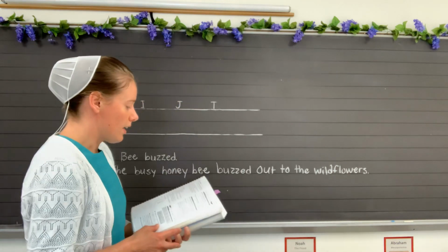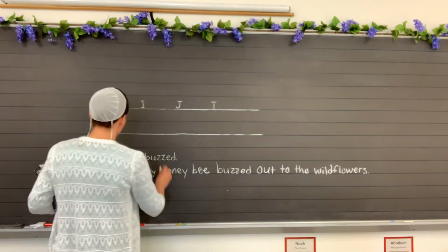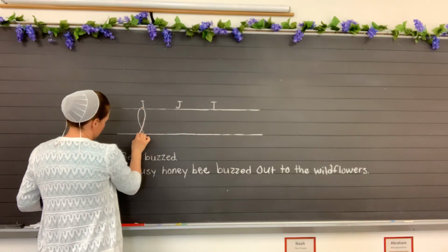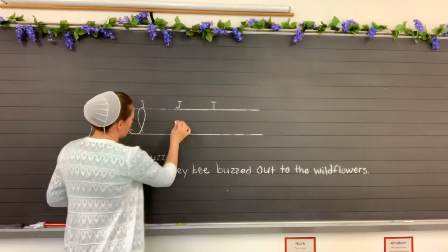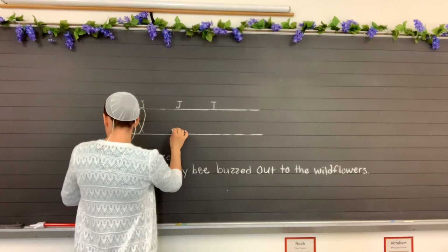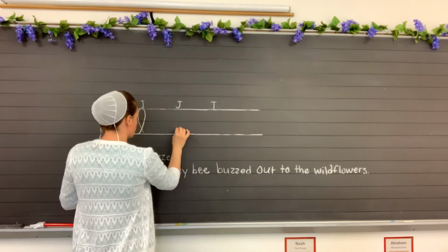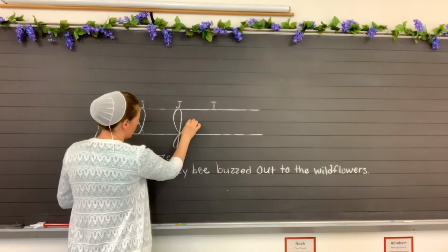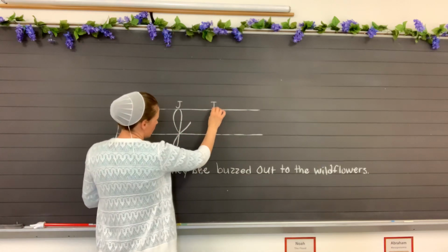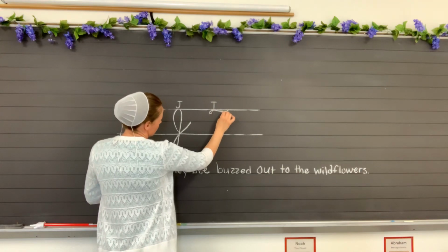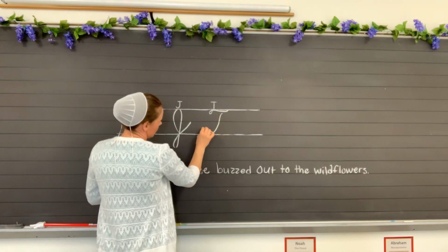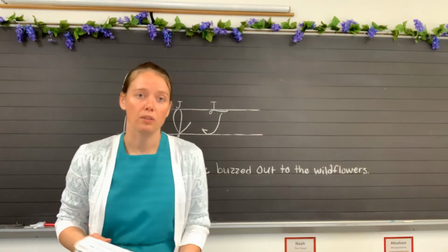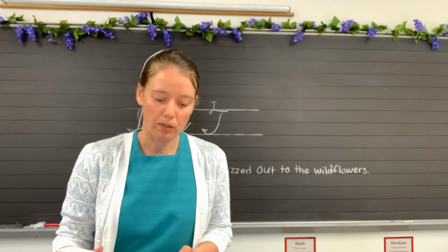Let's review the I and the J and the T here on the board. For the I, you start on the right and you go up like this. And the J starts on the right as well, goes around like that, slanting down a little bit and like this. And the T will go like that. Okay, so that's the I and J and T. Let's go on to spelling now.